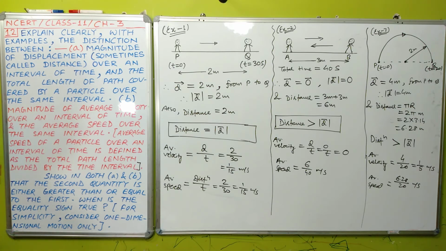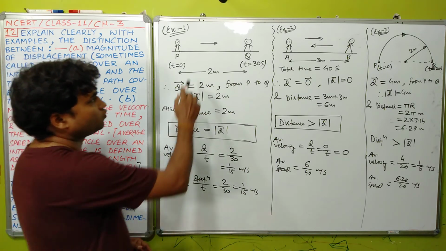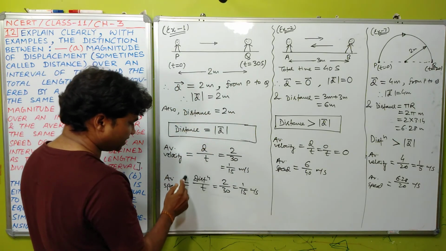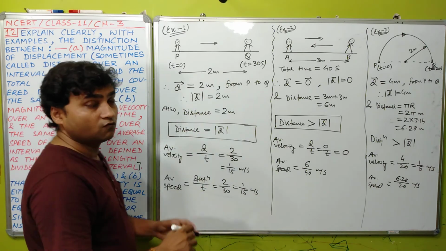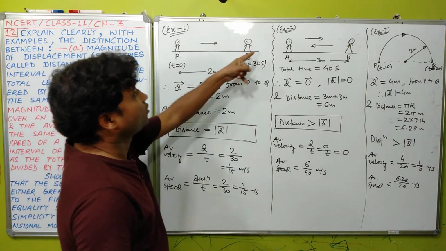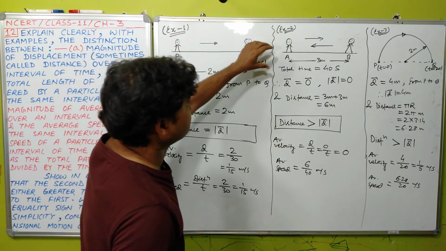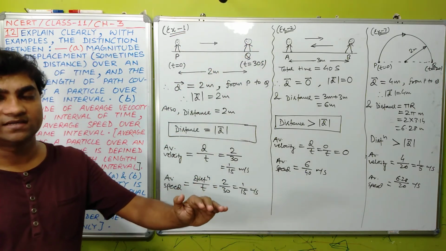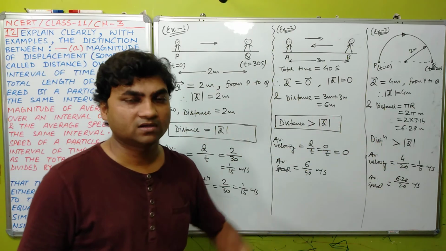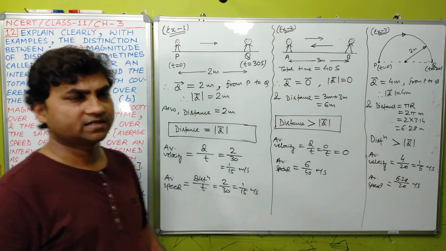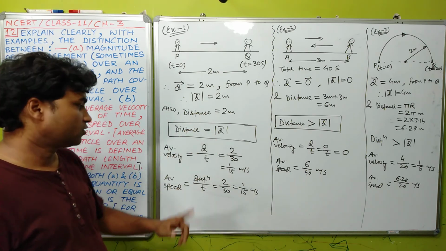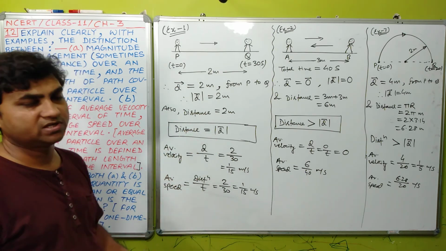The question is also asking, when is the equality sign? You can understand the equality sign: when distance and displacement are equal, and when average velocity and average speed are equal. This happens when the particle moves in one dimensional motion along a straight line path without changing its direction. In this case displacement and distance will be equal, and also the average velocity and average speed will be equal.